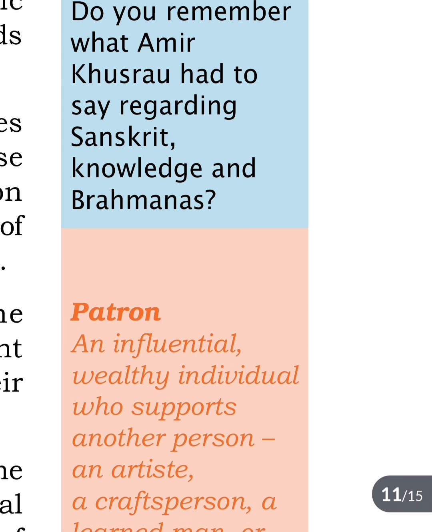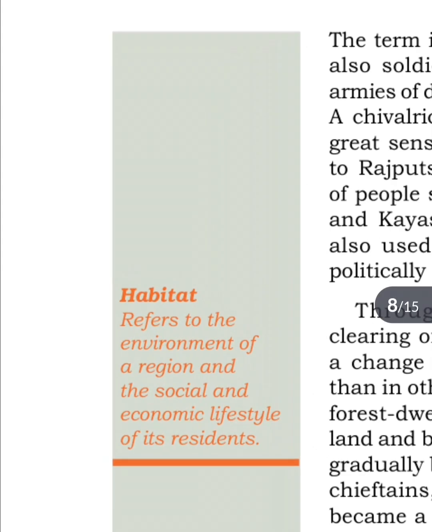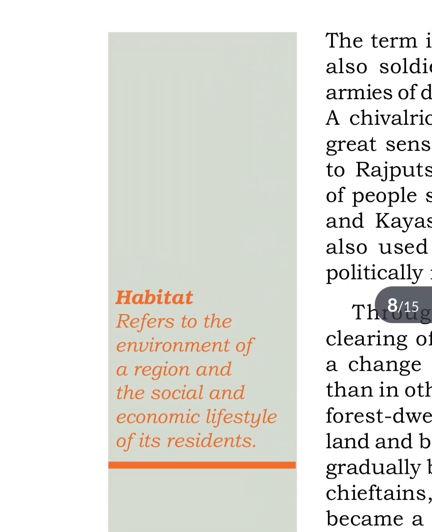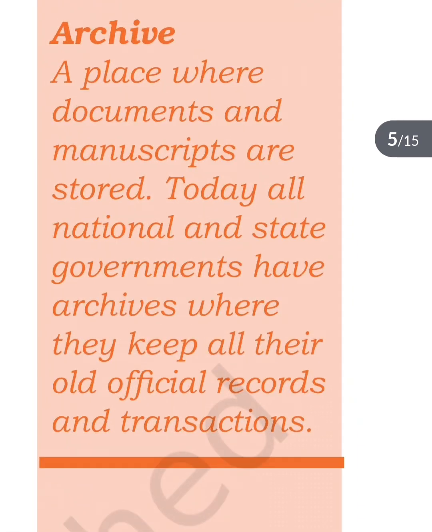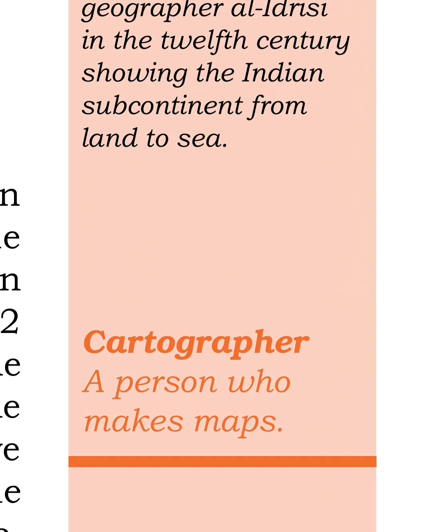Patron: an influential, wealthy individual who supports another person, an artist, a craftsperson, a learned man, or a noble. Habitat refers to the environment of a region and the social and economic lifestyle of its residents. Archive: a place where documents and manuscripts are stored. Today, all national and state governments have archives where they keep all their old official records and transactions. Cartographer: a person who makes maps.